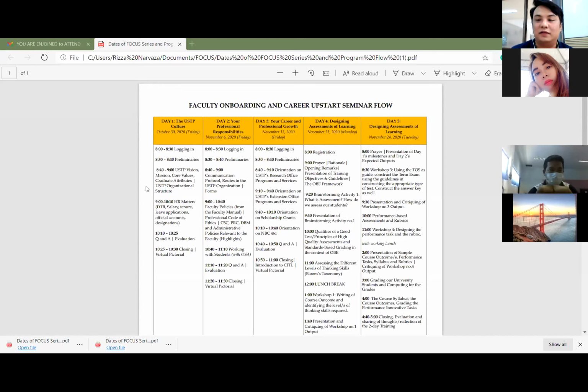I'm showing you the flow of the 5-day training or seminar. This is the first day, and in this particular day we are going to talk about the USTP culture. In a few minutes, our speaker will be talking about our vision, mission, core values, and graduate attributes, because I believe that as part of the organization of USTP, we need to know what is the goal or the vision of the university.